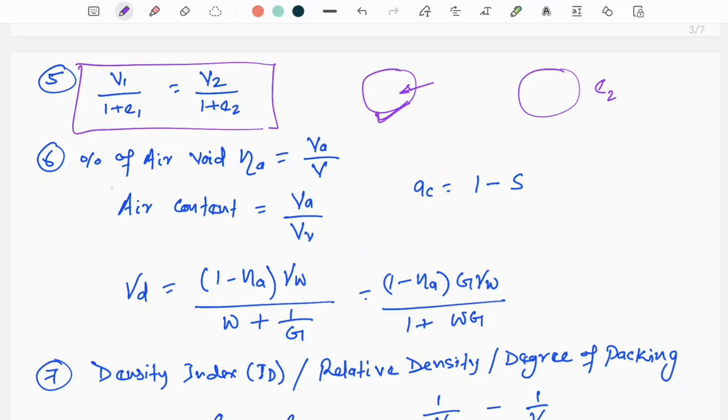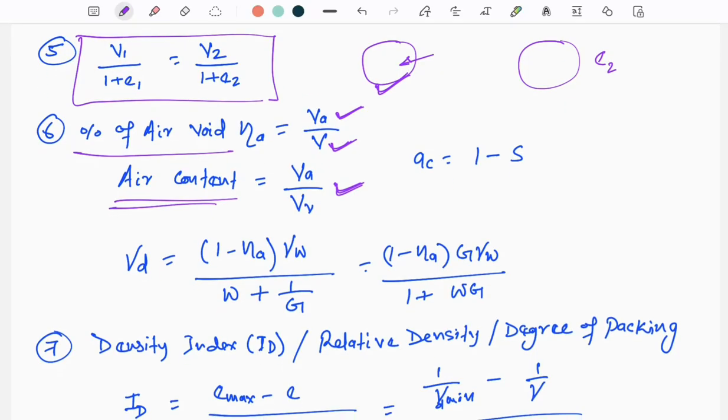The next relationship is percentage of air voids, designated as eta A. This is nothing but the ratio of volume of air to the volume of solids. Volume of air to the volume of solid is the air void ratio. If you talk about air content, this is nothing but volume of air divided by volume of void. And there is an important relationship between air content, AC, and degree of saturation. So air content is equal to 1 minus degree of saturation, S.